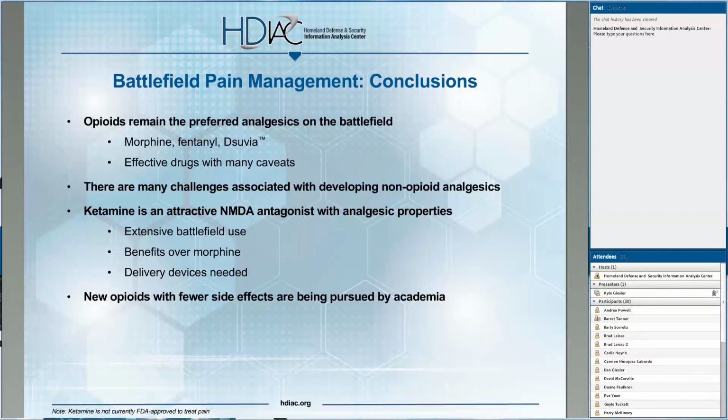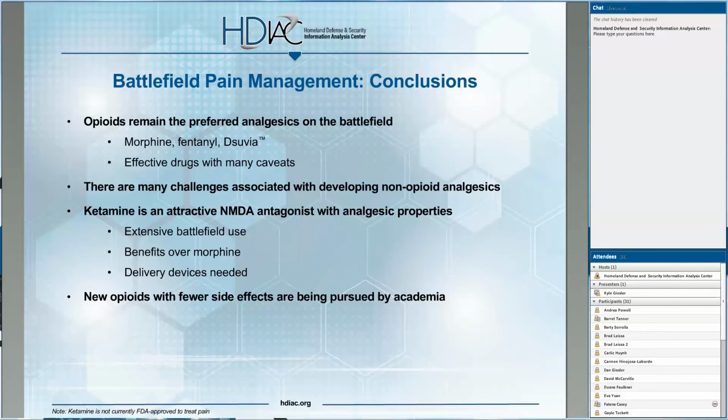But then again, there are many challenges associated with developing non-opioid analgesics, such as a high placebo effect, the inability of animal models to predict clinical efficacy, and therapeutic misconception. And ketamine is an attractive NMDA antagonist with analgesic properties that has seen extensive battlefield use. There are significant benefits over morphine. Of course, it doesn't induce respiratory depression.